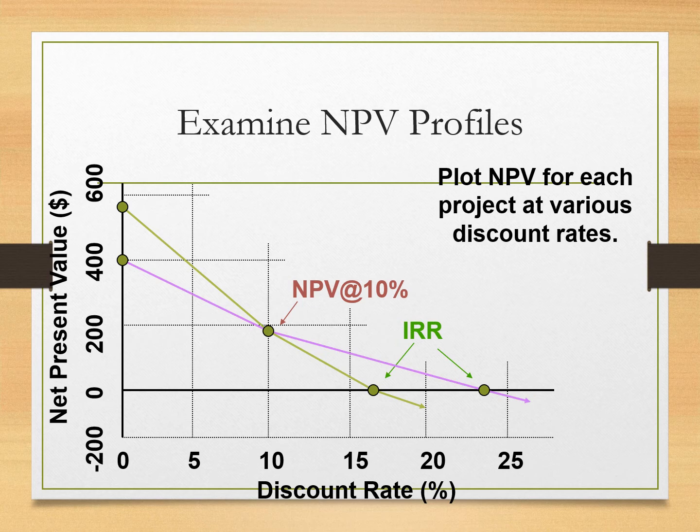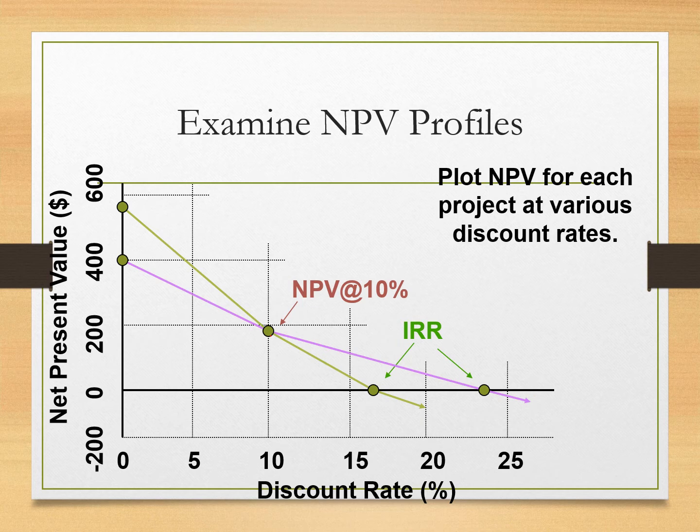So in this slide, you can see that we have plotted NPV for each project at various discount rates. On x-axis, you can see the discount rates from 0% onward. And on y-axis, you can see net present value from 0 to 600 and below 0. So what we have done here is that we have calculated the net present value for the two projects at various discount rates. And we can see that the two projects intersect at this point where the discount rate is 10% and the net present value is $198.